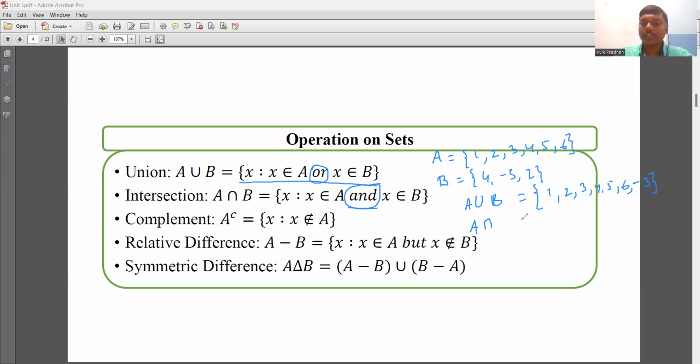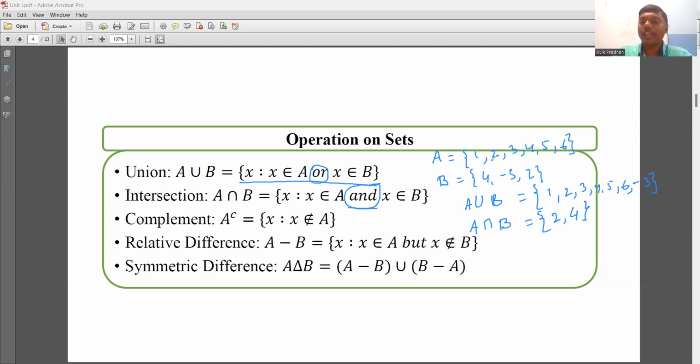So if I look into the same example, then A intersection B will be the elements which belong to A as well as B. So if I look, I can see there are two elements which are common in both the sets. They are 2 and 4. So we consider that the intersection of A and B will be these two elements. They are common.